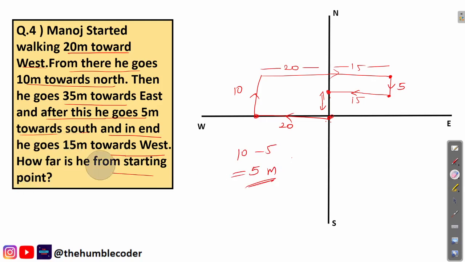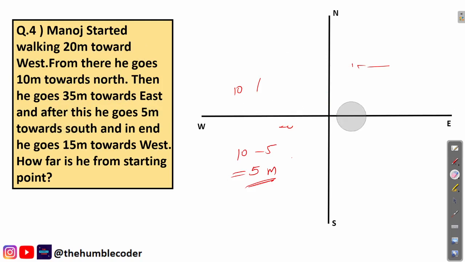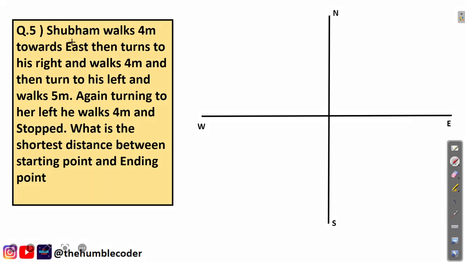So in this way, sometimes the questions get tricky, but if you have drawn the diagram in a clear way, then definitely you can solve these questions. Moving on to the next question now. Shubham walks 4 meters towards the east. Okay, so 4 meters towards the east.